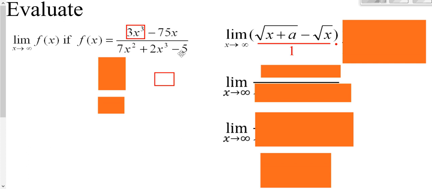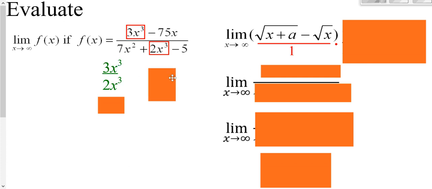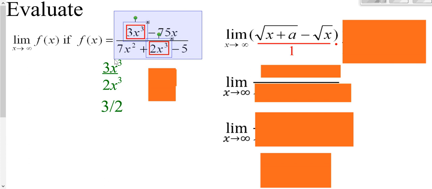Same idea here. What would have the most influence in the bottom would also be the biggest power. So when you have a polynomial over a polynomial, meaning a rational function, you just look at biggest power over biggest power. And all you have to do is simplify that down. In this case, the x cubes drop, leaving you with just 3 over 2. So this function, when you would graph it, would level out at a height of y equals 3 over 2, that horizontal line.